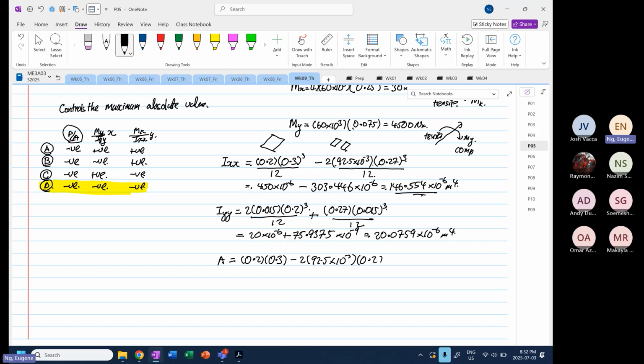multiplied by 0.27. Okay, so this is equal to 0.2 times 0.3 is equal to 0.06 minus 2 times 92.5 to the power of minus 3 times 0.27 is equal to 49.95. Let me do it again. 5 to the power minus 3 times 0.27 times 2, 49.95. So my cross-sectional area is equal to 10.05.